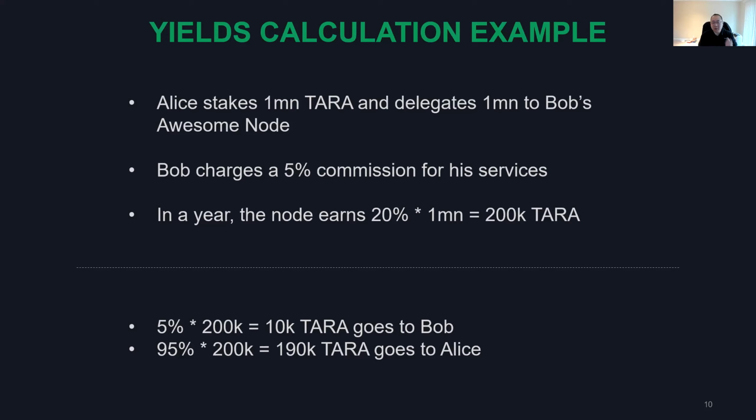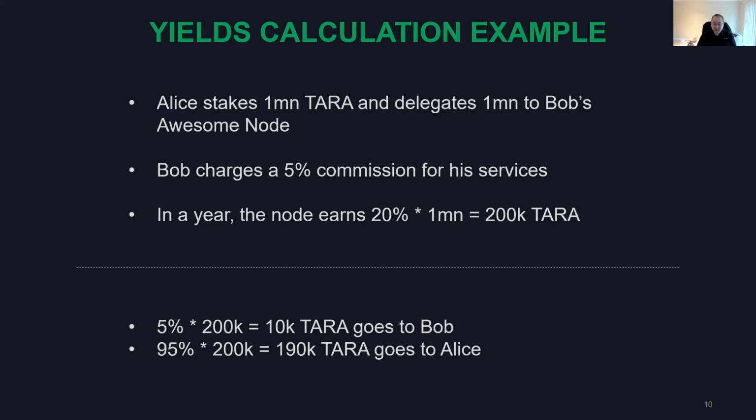Let's say that Alex stakes 1 million Terra, and then delegates all 1 million Terra to Bob's awesome node. Bob is a node operator, operating a node he's calling Bob's awesome node, and he receives 1 million Terra delegated from Alice. Bob has set his node's commission rate to 5%. In a year, the node earns a 20% annualized yield. So 20% times the 1 million means 200,000 Terra. That's the total amount of Terra that this node has earned based on its delegation in a year.